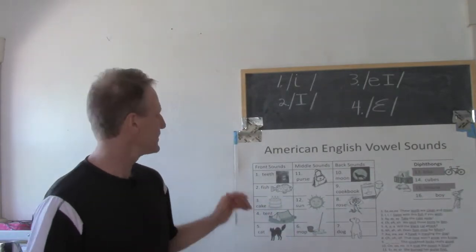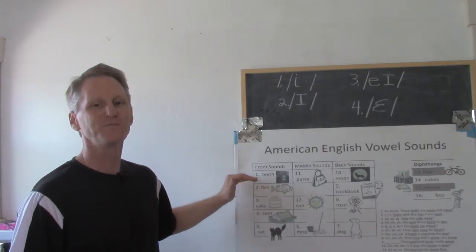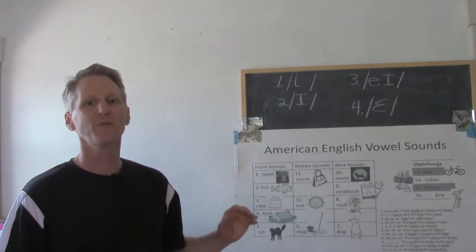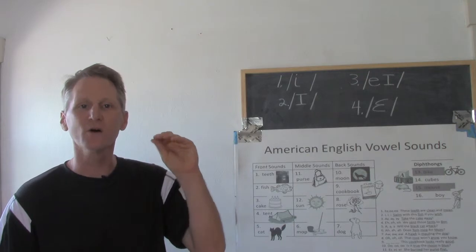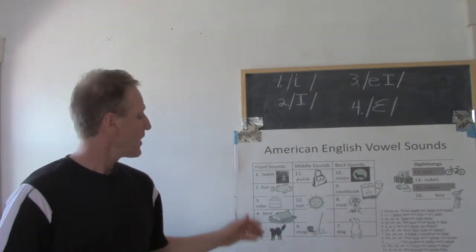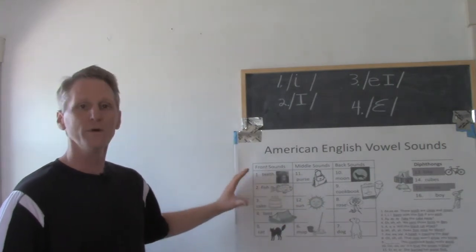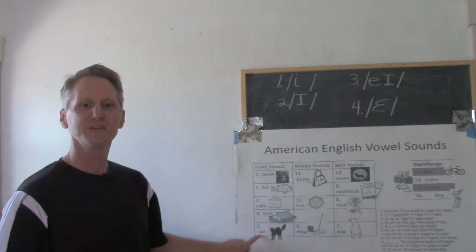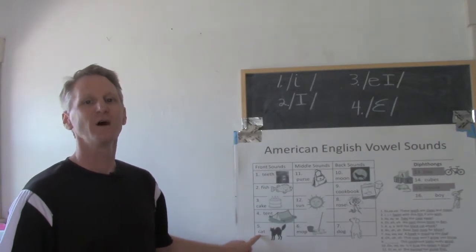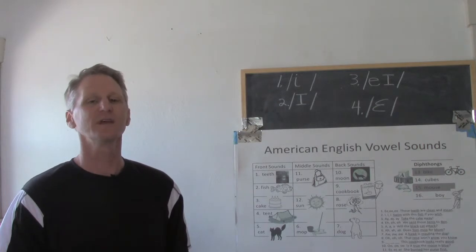On my chart, the top of the chart corresponds to vowel sounds which are made with your mouth relatively closed, your tongue relatively high in your mouth. As you go down the chart, your mouth opens more, and when you get to the bottom of the chart, you've got a vowel sound which is made with the mouth open, the tongue relatively down.